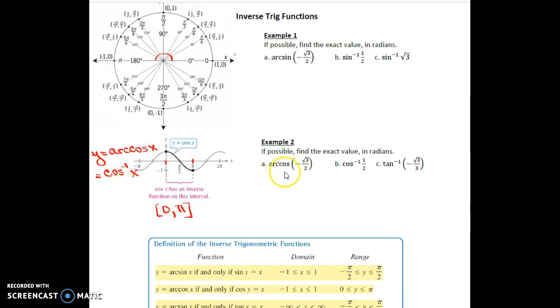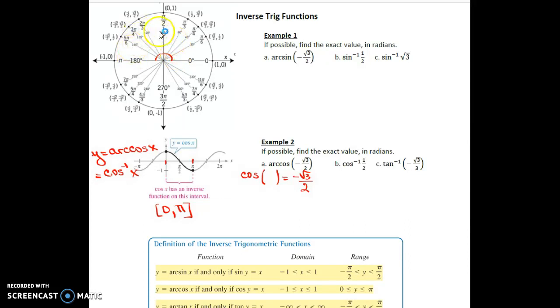Let's take a look at our first example. We're supposed to find the arc cosine of negative square root of 3 over 2. Or we need to find an angle whose cosine is equal to negative square root of 3 over 2.